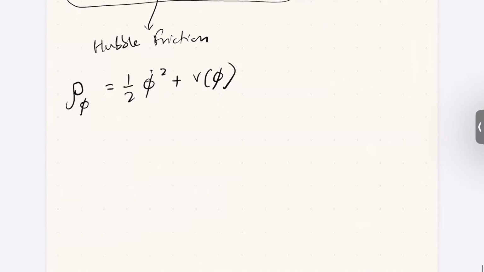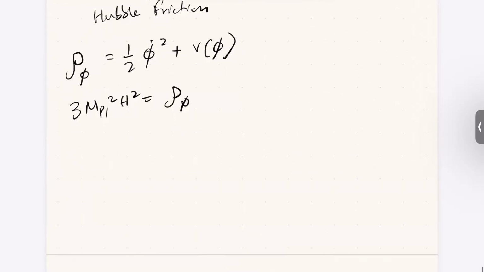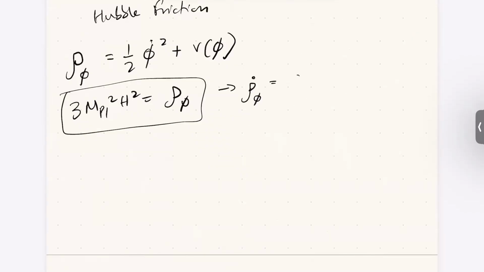Okay. Now, if I write this, and I know from the Friedmann equation that this relationship exists, I can take a time derivative of this expression, and I can write this as, maybe it's better if I take a time derivative of the other one, this one.